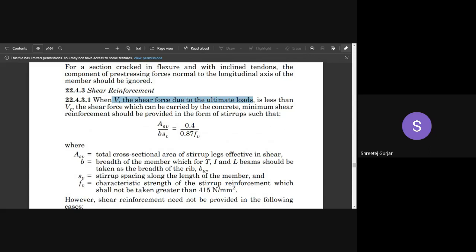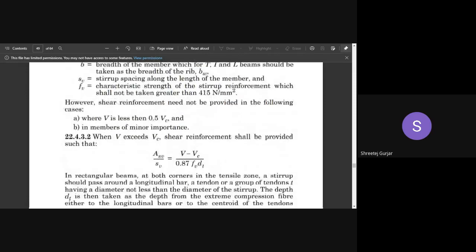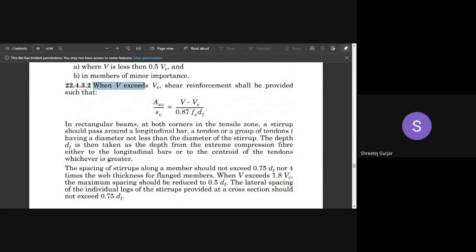Okay, so when that is the case, we have to refer to this particular thing. When V exceeds VC, shear reinforcement shall be provided such that this particular formula is used for calculation of your shear reinforcement. Now, what is ASV, what is SV? We shall look into this.